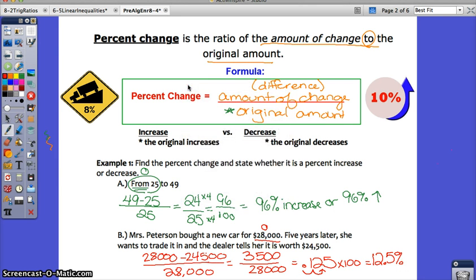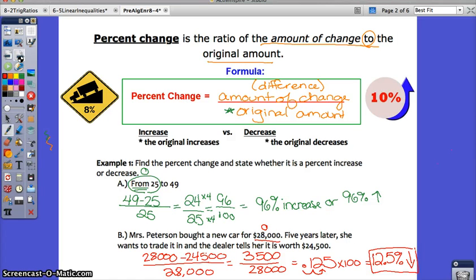Well, my original cost was 28,000. So my original did what? It went down. So this is going to be a percent decrease. 12.5% decrease. Again, you can use the arrows to signify increase or decrease, or you can write the words out. You have to identify the original cost first.